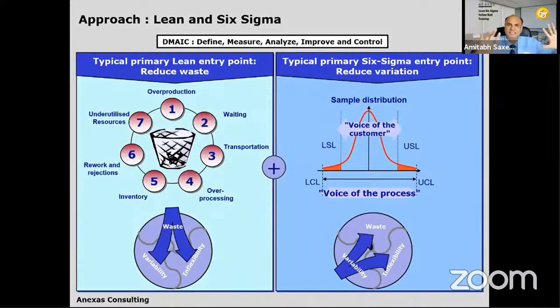Now, that was a three sentence definition of Lean and Six Sigma. There is a lot more to it than these three sentences. These are methodologies. Lean and Six Sigma are combined nowadays to deliver excellent value to the customer. We don't fall into the debate of which is better, Lean or Six Sigma. Both are good for the organization, so why leave anything? We conduct trainings in both Lean and Six Sigma.